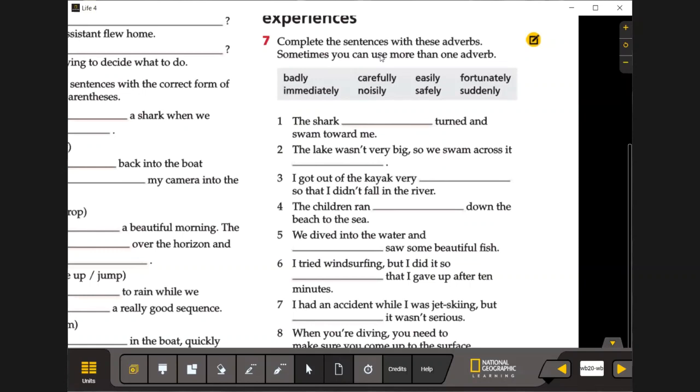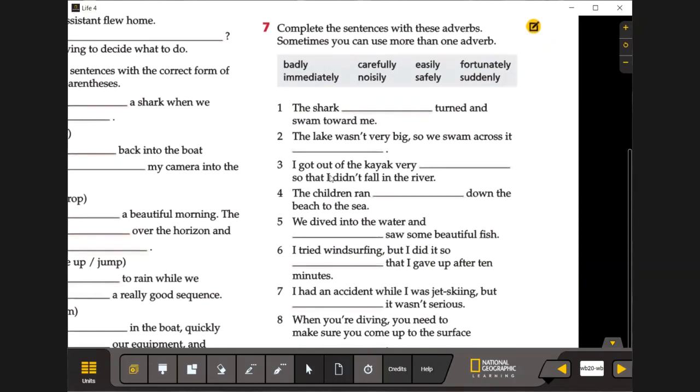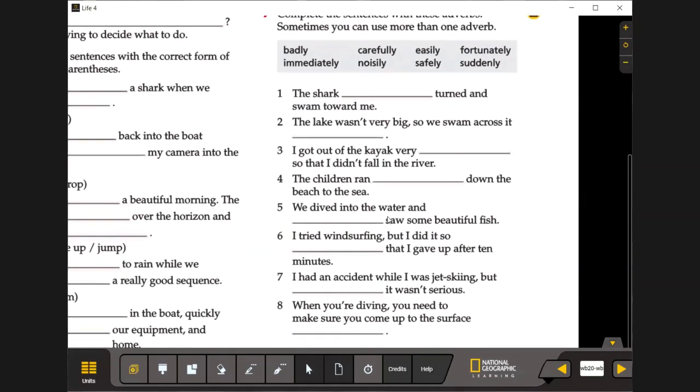Very nice. Then let me give you 1 minute for you to analyze these 8 sentences and try to insert one adverb in each sentence. Remember, more than one sentence may have more than one possibility. Come on, we have 1 minute.